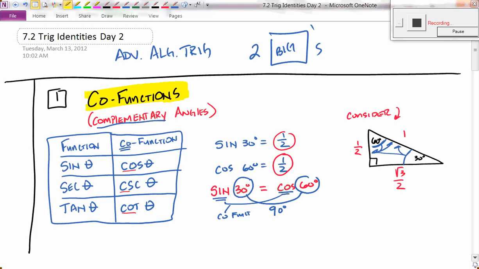So here they are. I have them lifted out for you. Sine and cosine are cofunctions because cosine means complement sine. Secant and cosecant are cofunctions because cosecant means complement secant. Tangent and cotangent are cofunctions because the cotangent means complement to the tangent. Okay? So we could do a lot with this.